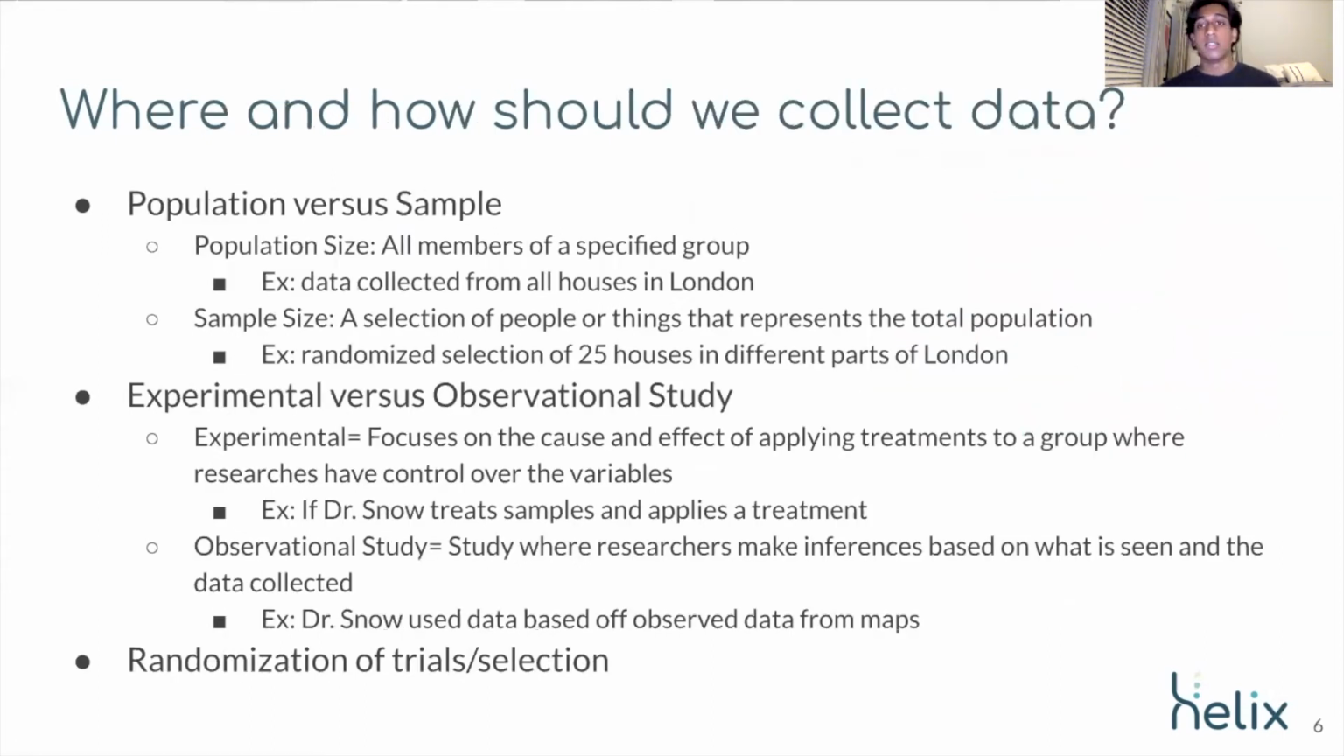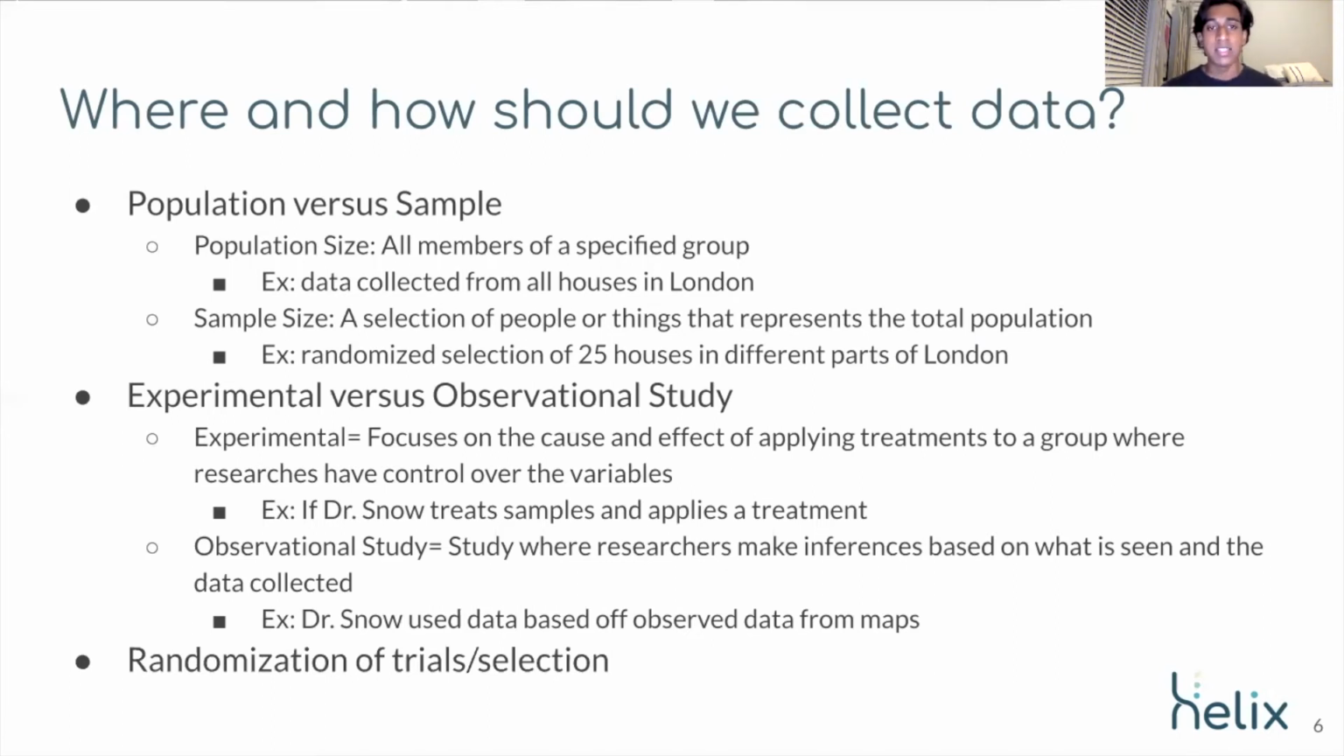So how exactly do we collect data and where exactly do we collect data? Going into the answer to this specific question, we need to define a couple of different terms. Specifically the difference between a population and a sample. When we talk about a population or population size, we're talking about all members of a specified group. For example, that could be all members of our nation, all people in the world. Specifically for this case study with John Snow, we're looking at all people who lived in London at the time in 1850. So all households in London.